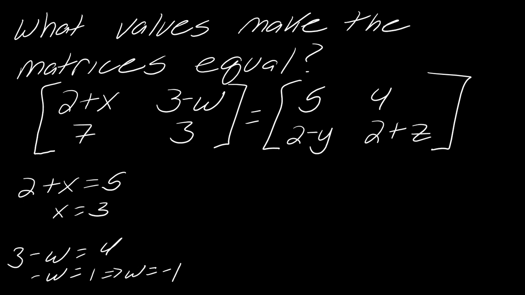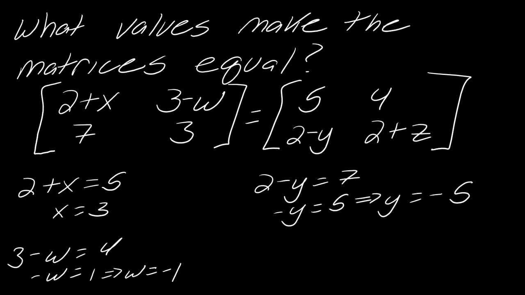Now if you feel like you got this, I recommend that you try these last two on your own before hearing the explanation, and then hit play. I've got 2 minus y equals 7, so negative y is going to equal 5, which means y equals negative 5. And then 2 plus z needs to equal 3, again keeping everything in the same spot, so z needs to equal 1.